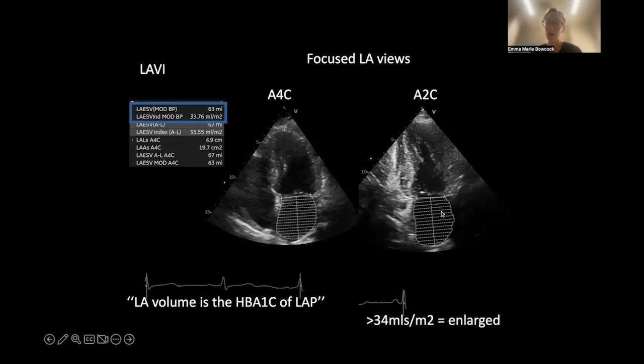And as a rule of thumb, you're going to do volume in apical 4, flip around to your apical 2, do your volume there, and then you're going to have your biplane volumes. And as a rule of thumb, the length in the 2-chamber should be the same length as in your apical 4-chamber.